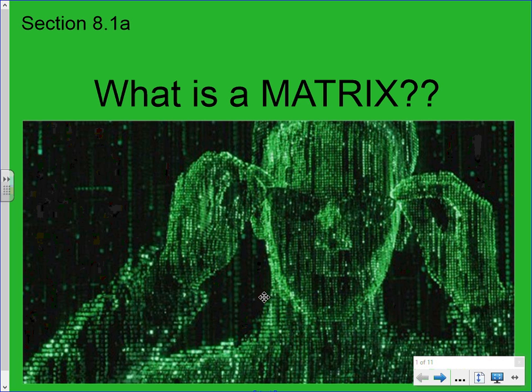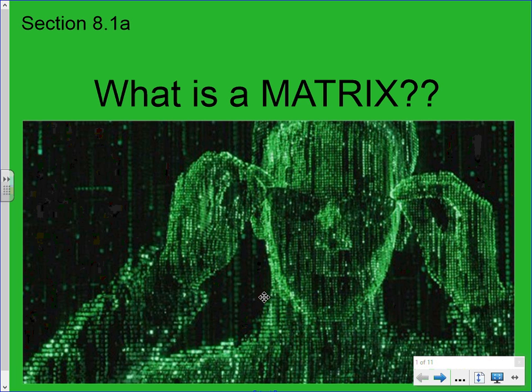Now, what is a matrix? Yes, Matrix is a movie, but how many of you have actually seen The Matrix? Yeah, it came out when I was in high school. That's how old that movie is. So I guess that's considered a classic now. I don't know. All right, that's what this graphic is from. How many people know that there's a movie called The Matrix? Okay, so I'm not completely throwing you off here.